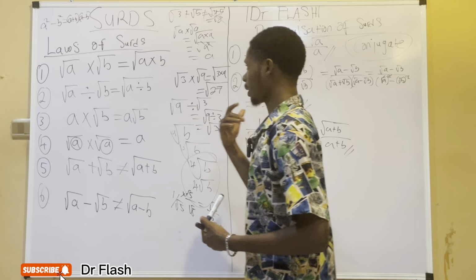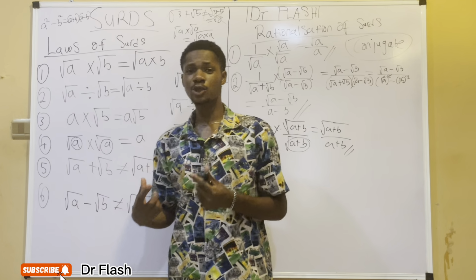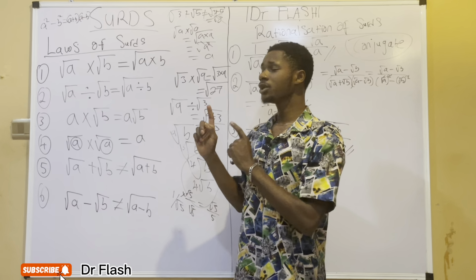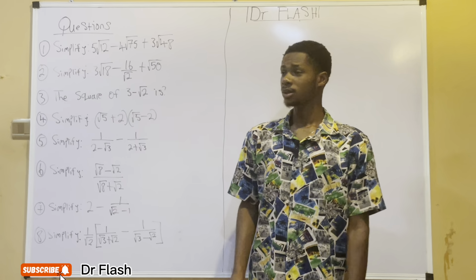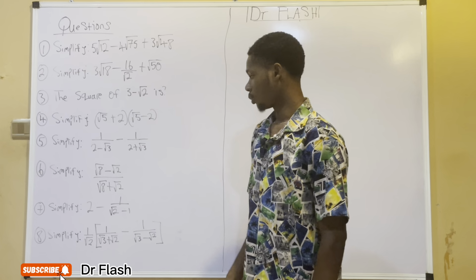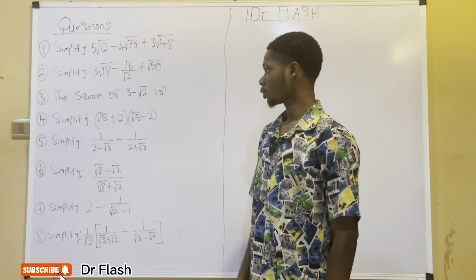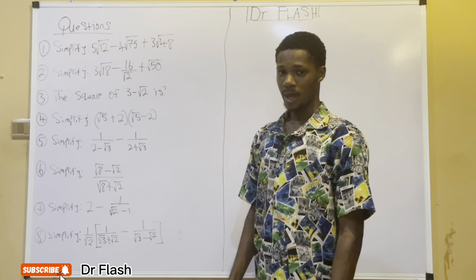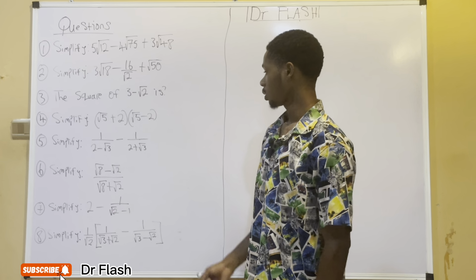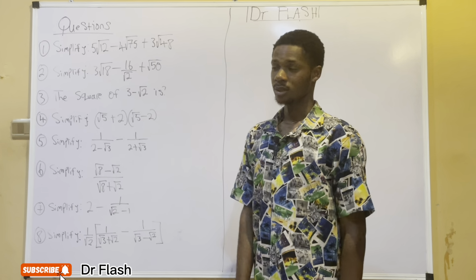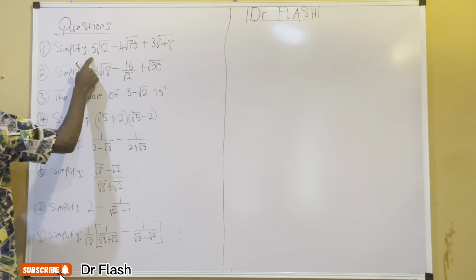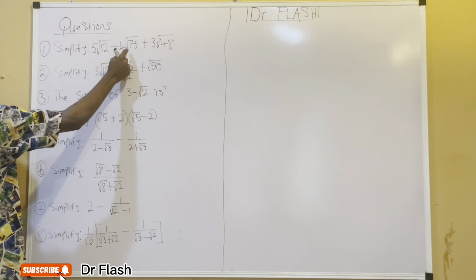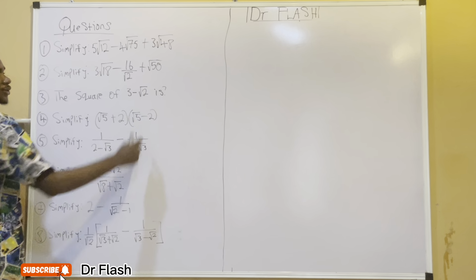We are then going to be solving a few problems on the board that are still relating to Surds and its laws. Here are some questions on the board. We have 8 questions on Surds. These are past questions from WAEC, NECO and JAMB as well. I just did not write the years. The first question says simplify 5 root 12 minus 4 root 75 plus 3 root 48.